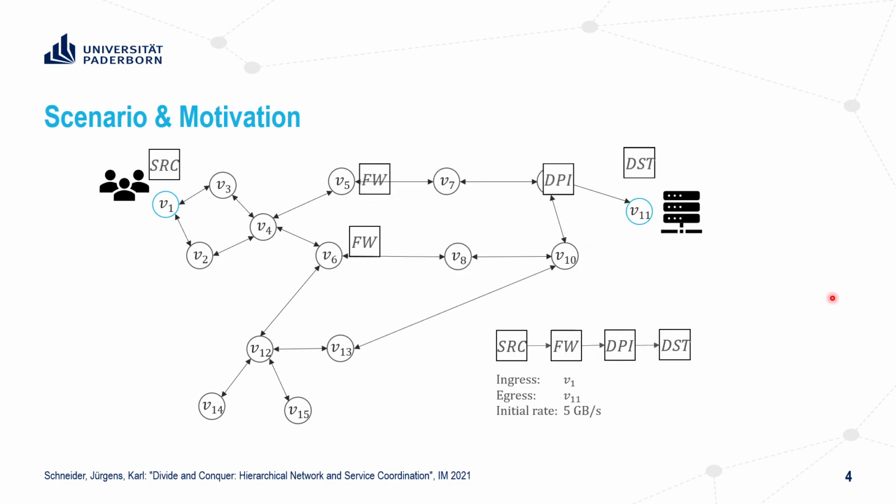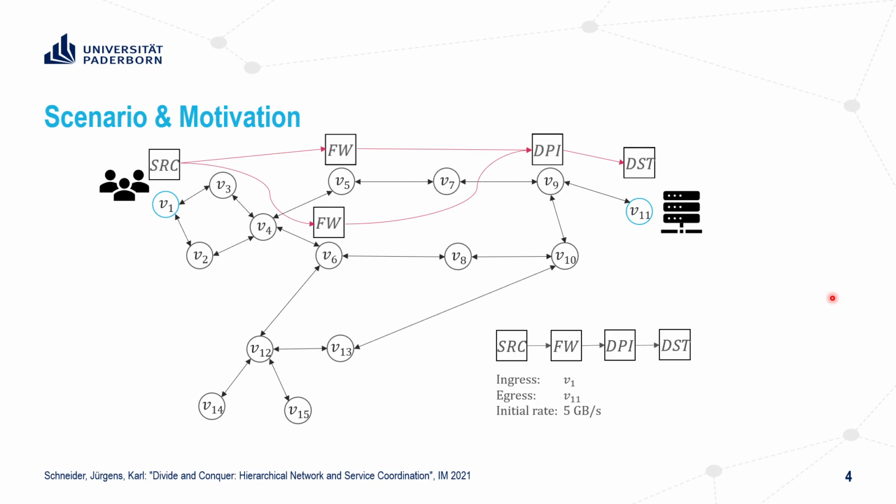So for example, we could place two instances of the firewall and one instance of the deep packet inspection. Then we can decide how we want to balance the load between these two instances. And lastly, we also need to decide how we want to route the traffic. So for example, up here along this path, and then down here along this path.